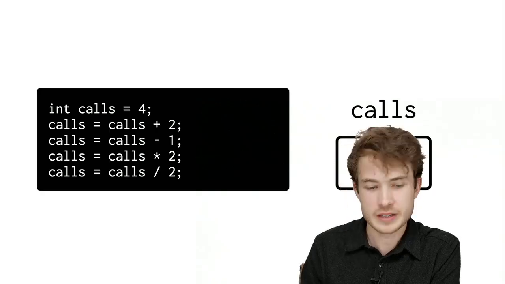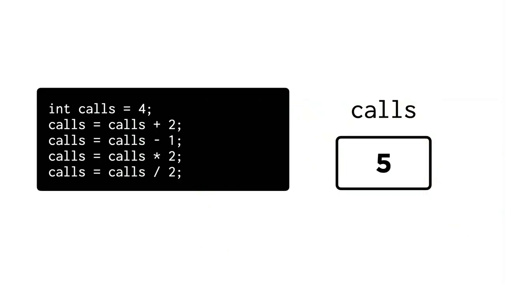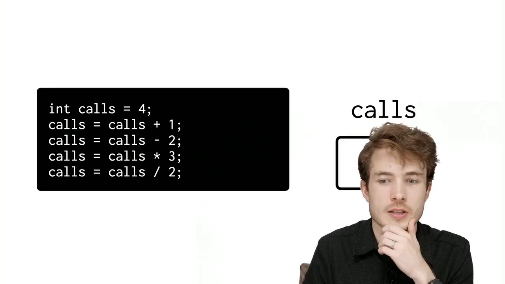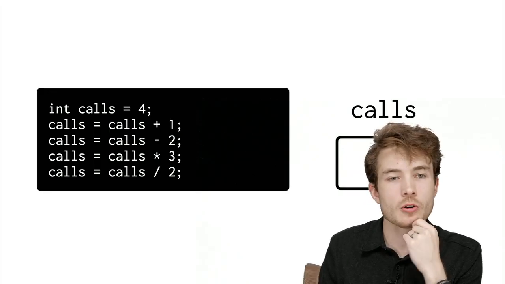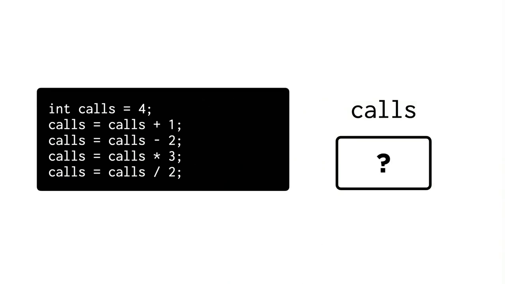Now, here's a different kind of question. Let's say we take a look at this. So again, calls here is 5. Let's say we take a look at this next set on the left-hand side. What would be the value of calls now? Here again is our code. What would be the value of calls?